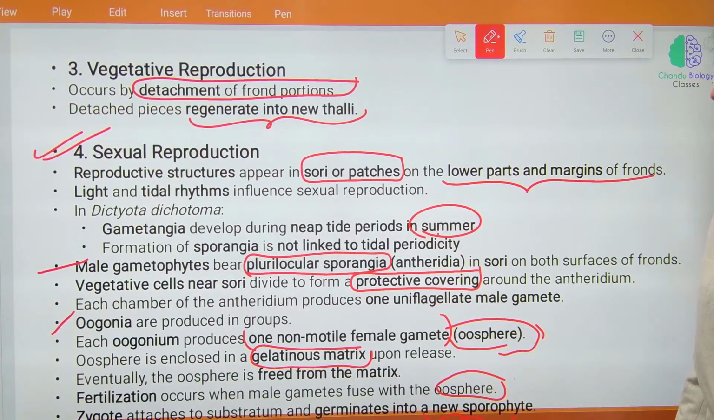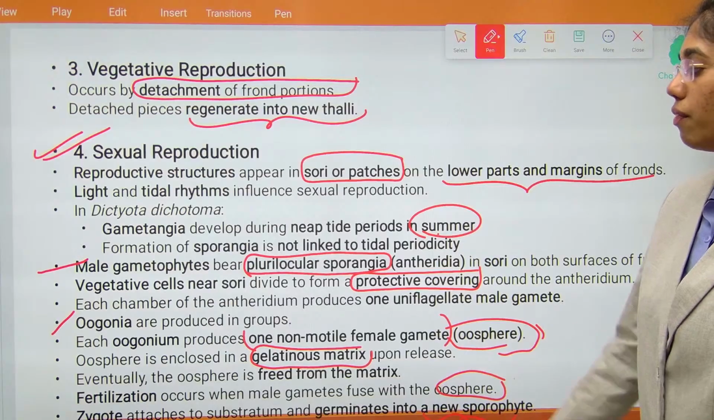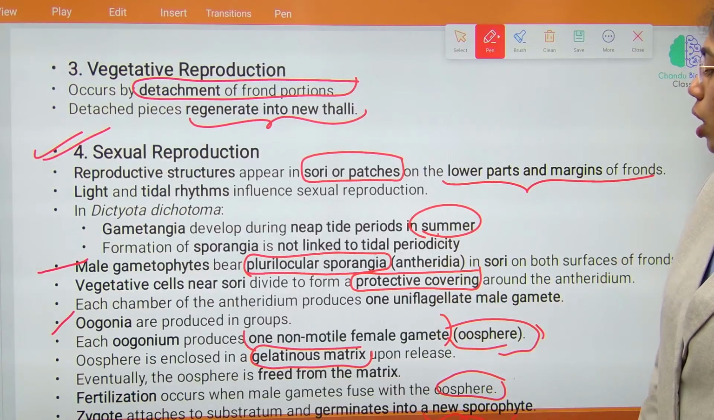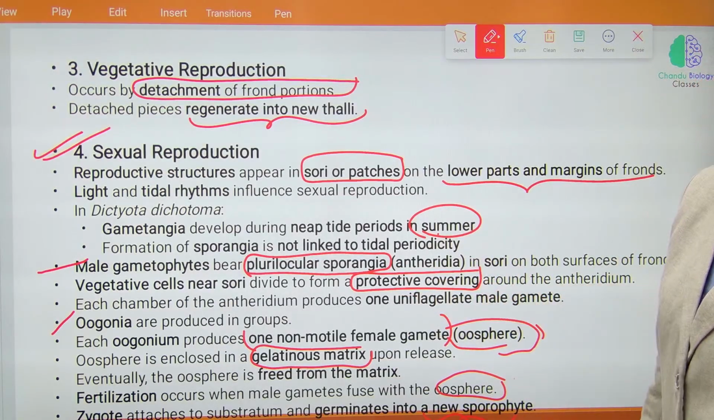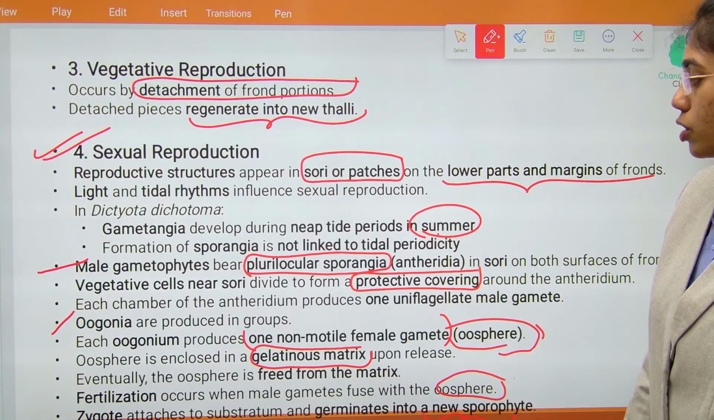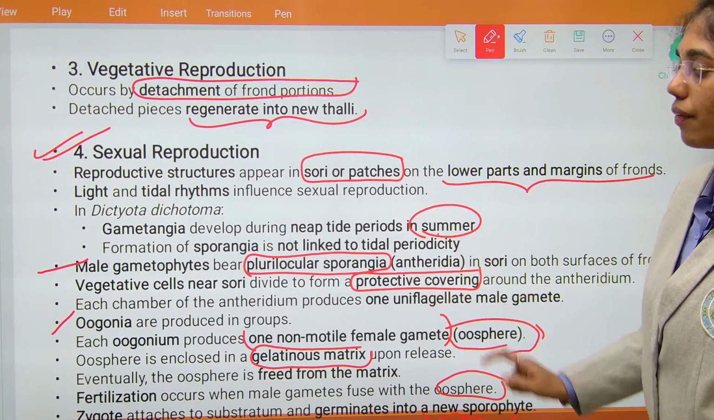The male and female gametophytes produce gametes, and they are produced inside the sori. It has a protective covering to this chamber.